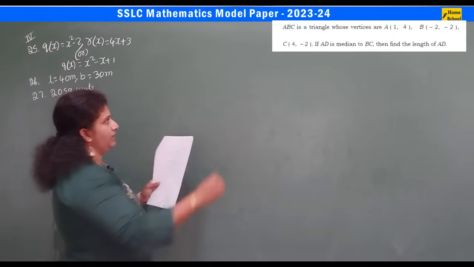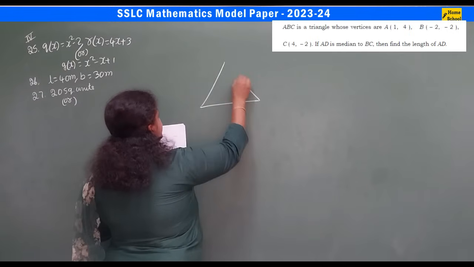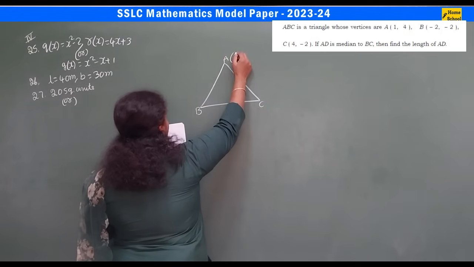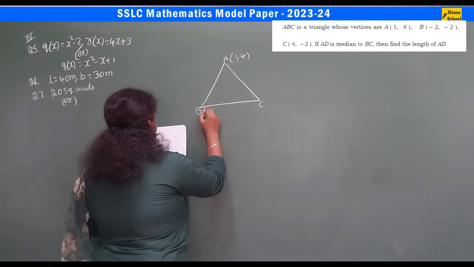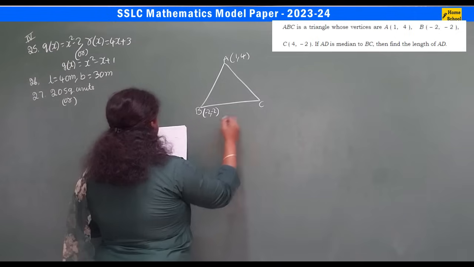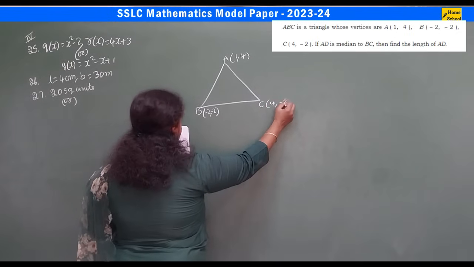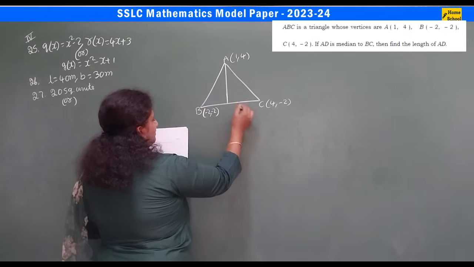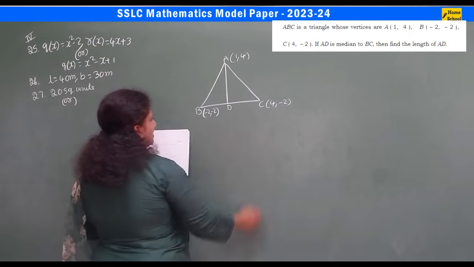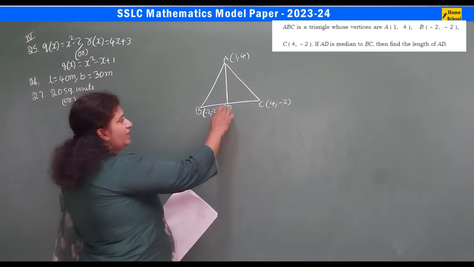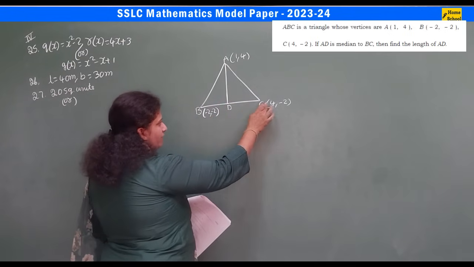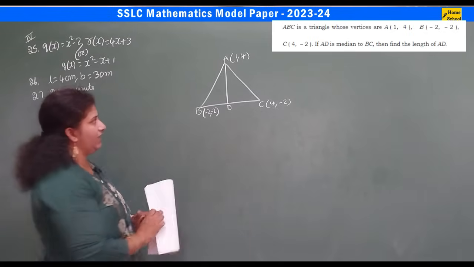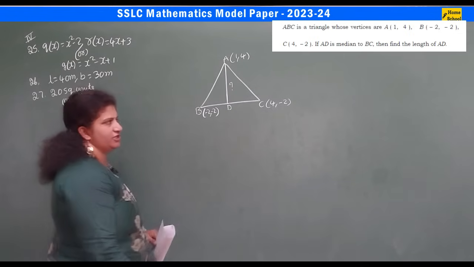In this we have one more OR question. ABC is a triangle whose vertices are A(1, 4), B(-2, -2), C(4, -2). If AD is the median to BC, that means D is the midpoint of BC. Now find the length of AD. That is your question.